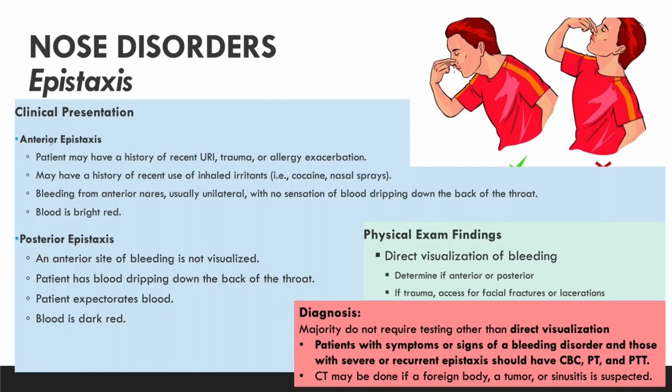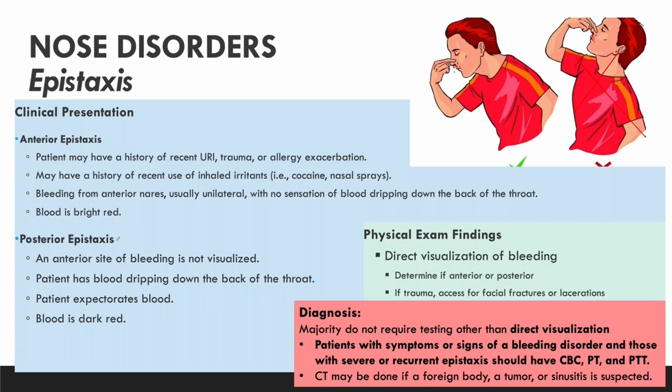So as far as clinical presentation, anterior epistaxis, I would say quite a few of us have probably had an anterior nosebleed before. I know I have. A lot of patients have recent trauma, like got hit in the face with a ball, upper respiratory infections where that nasal mucosa has become kind of more friable, allergies. They might have recently used cocaine, nasal sprays, things that might have irritated it. And then usually the bleeding is unilateral and they don't usually feel a lot of blood pooling or dripping down the back of the throat unless they're doing the wrong thing and they're tilting their head back, which is not recommended. And the blood is usually kind of a bright red.